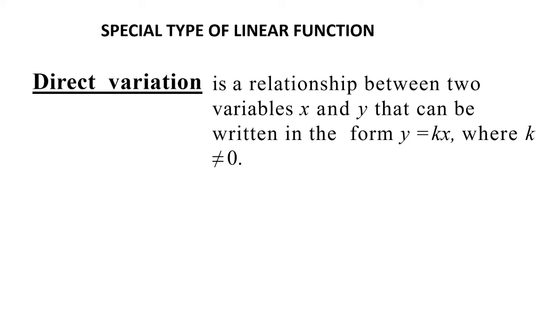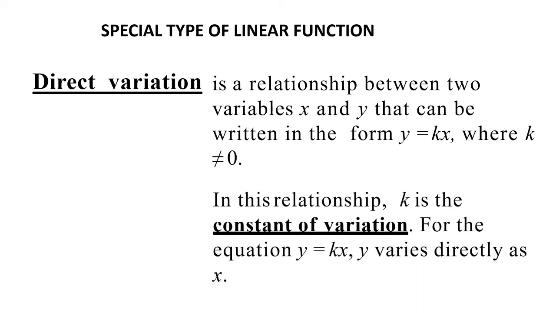Let us proceed to the topic, the special type of linear function that we call a direct variation. What is a direct variation? Direct variation is a relationship between two variables, x and y, that can be written in the form y equals kx, where k is not equal to 0. In this relationship, k is the constant of variation, and for the equation y equals kx, y varies directly as x.